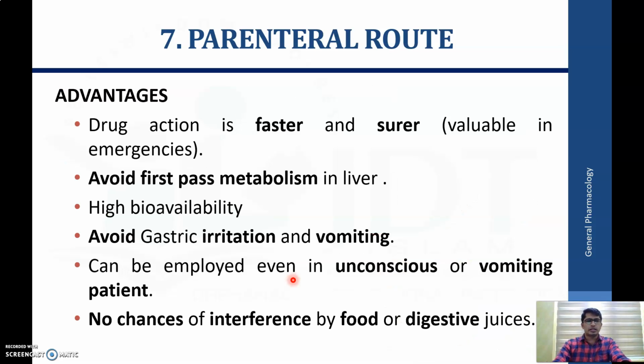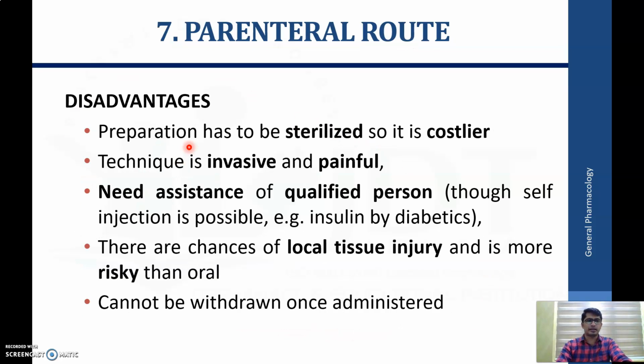Now let's see what the advantages of the parenteral route are. Drug absorption is faster and surer. As soon as it reaches the systemic circulation, it will produce its effects, and 100% of it will reach the systemic circulation. So it increases the bioavailability also, and we can avoid first pass metabolism since it bypasses the liver by directly injecting into the systemic circulation. We can avoid gastric irritation and vomiting, and it can be employed in unconscious and vomiting patients, and there is no chance of interference with food or digestive enzymes. So these are the advantages of parenteral routes.